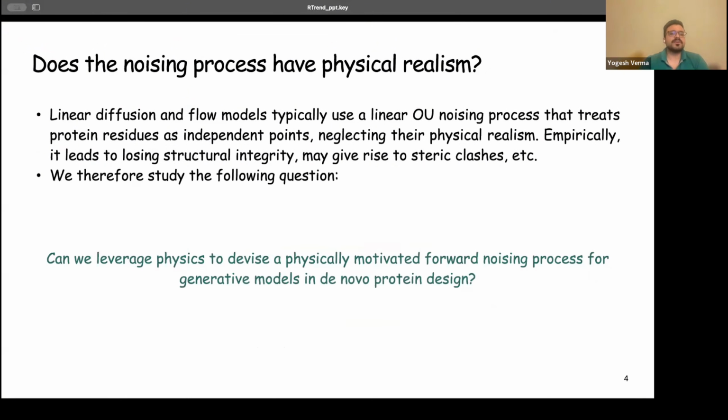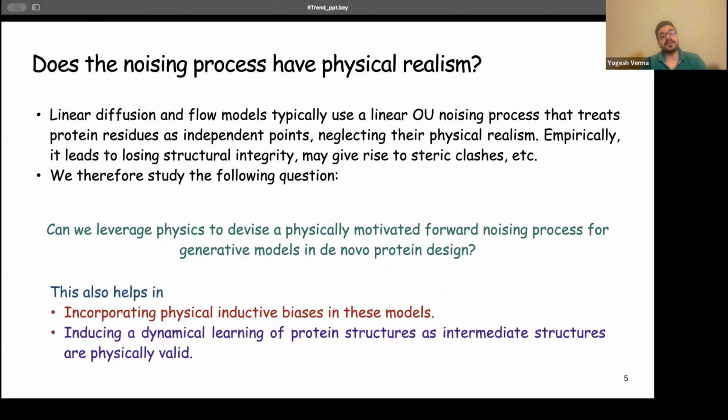So we study the following question: can we utilize some physics to devise a physically motivated noising process, rather than randomly taking data to noise, and use it in generative models for protein design or protein structure prediction? This can help in incorporating physical inductive biases in these models, which are currently missing out by neglecting physical realism.